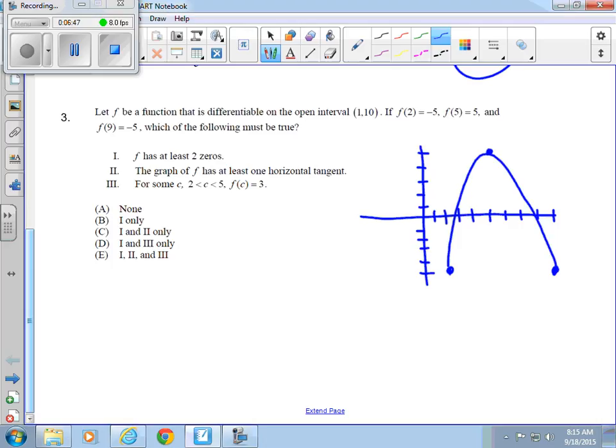First, some c between 2 and 5, f of c equals 3. Would you agree? Yes, that's another intermediate value theorem. F of c equaling 3, well 3 is right here. Am I going to have to cross that y value somewhere between 2 and 5? Intermediate value theorem. So all 3 are true. That second one there is a theorem you don't know yet. But it makes perfect sense. We'll learn that theorem later.